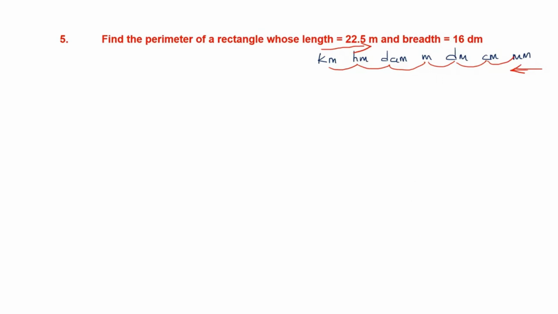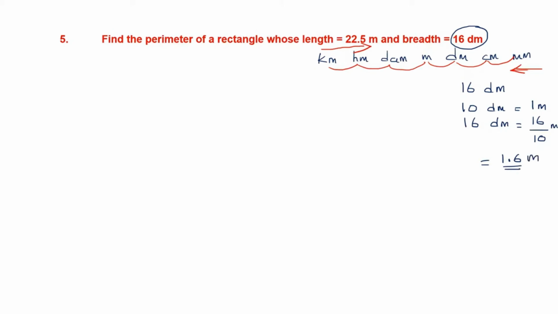Okay, so let's do that division. Given to us here is 16 decimeters, and we are going to convert it to meters. 10 decimeters make 1 meter. Therefore, 16 decimeters will make 16 by 10 meters. We have to divide it by 10. So 16 by 10 is 1.6. We just move the decimal point. So it becomes 1.6 meters.